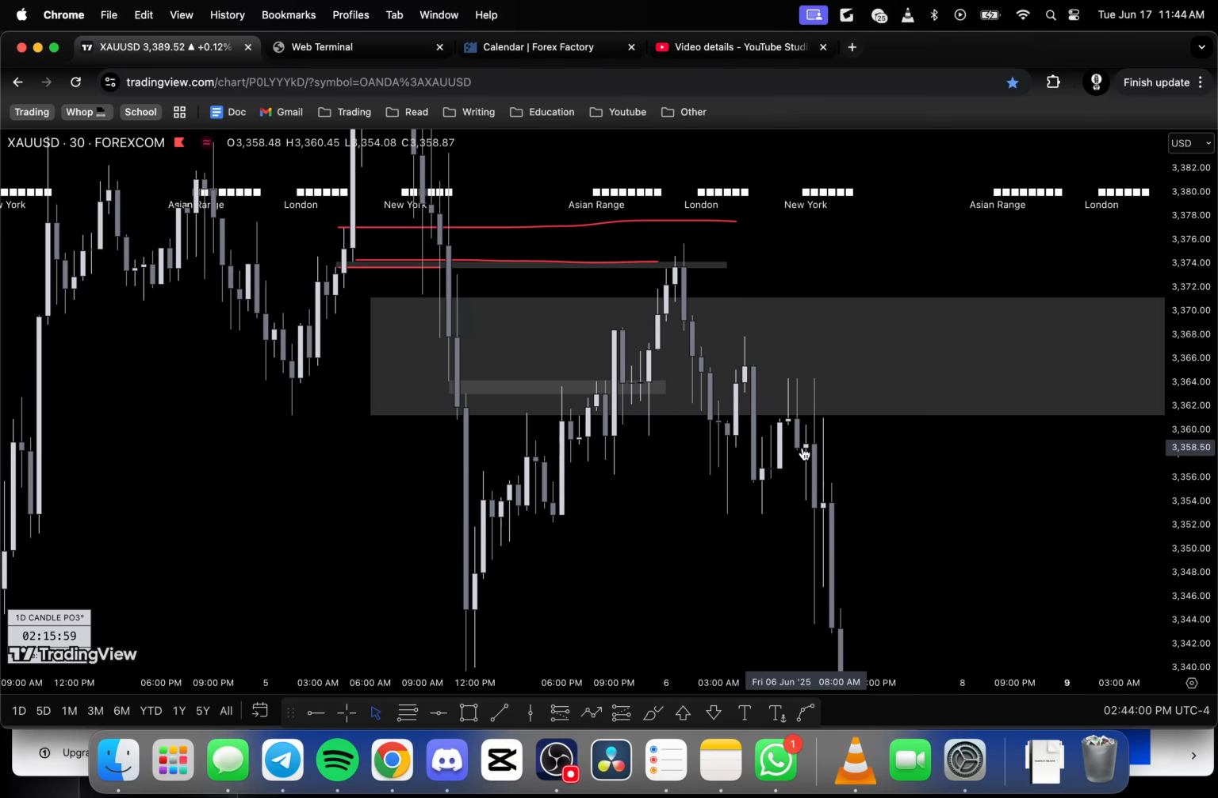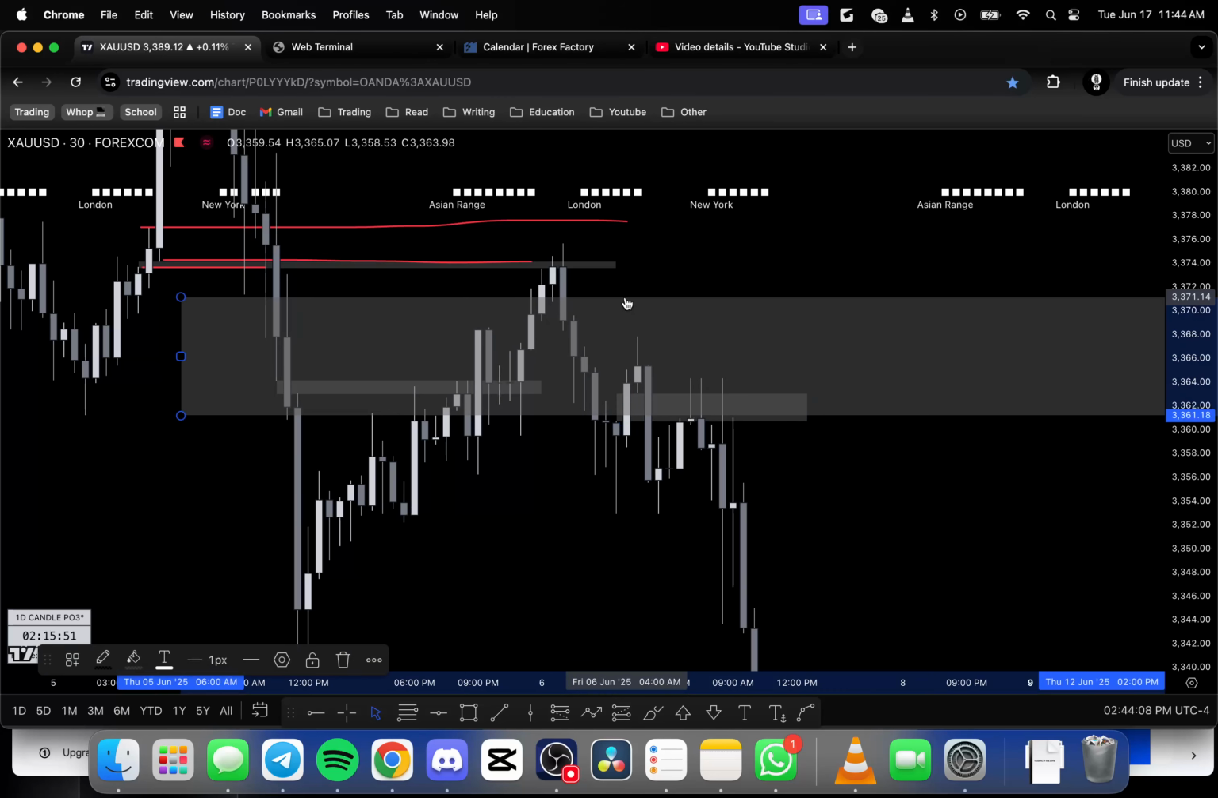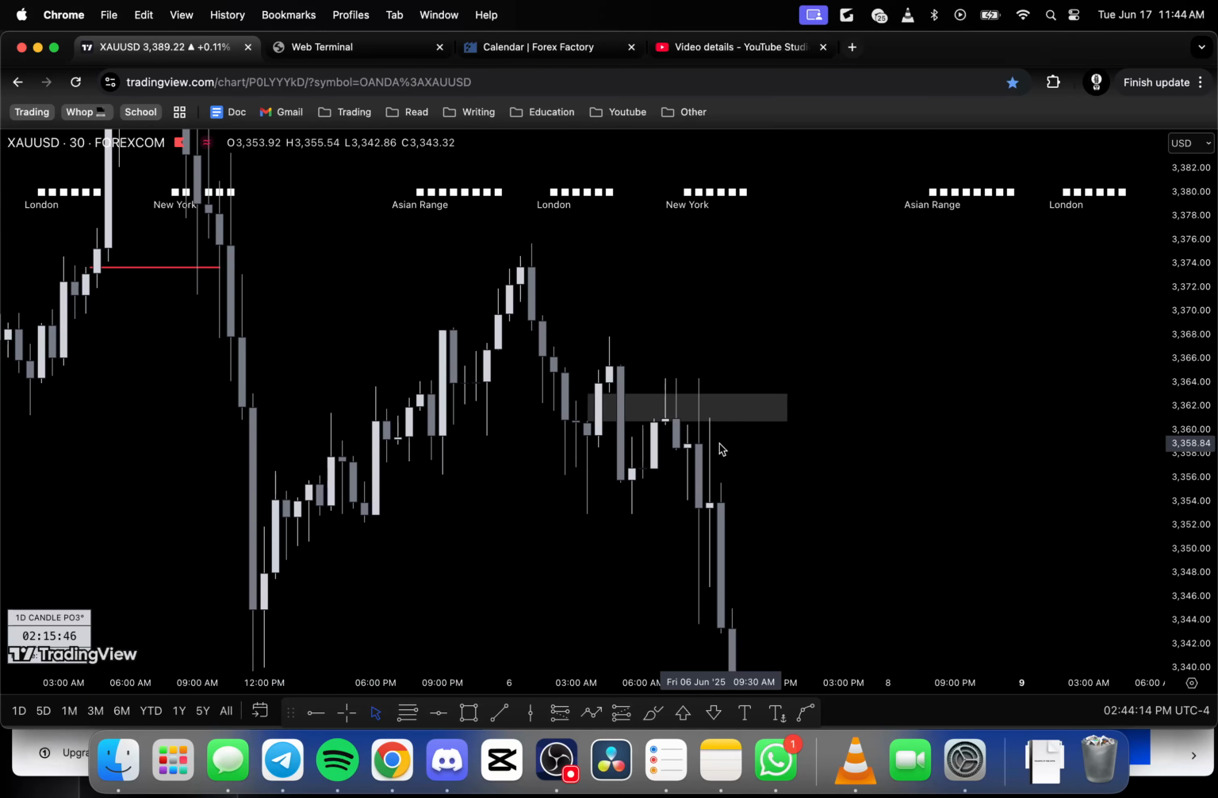Typically, there aren't many fair value gaps. Right here, for example, on the 30-minute time frame, there's this fair value gap right here. Let me delete everything else so you guys can see on the higher time frame. So I'm going to scale out right now after marking this out, and you're going to see that it doesn't even exist on any other time frame.